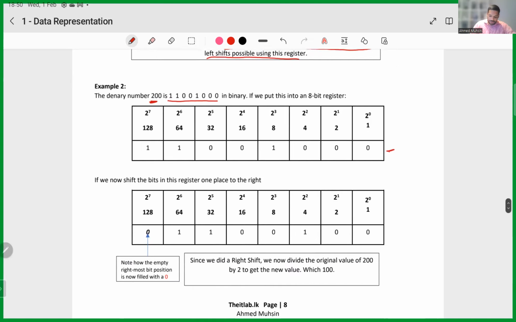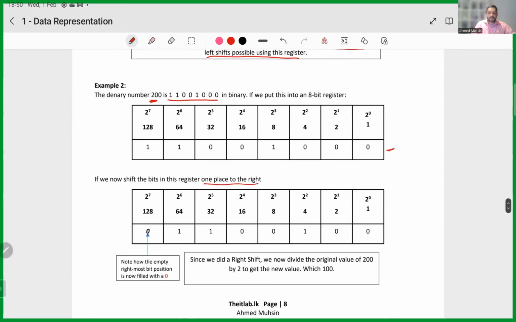Now we are going to shift it 1 place to the right. Automatically, this 0 over here is going to be pushed out of the register. Then we get an empty space over here. Like I told you, whenever an empty space comes up, we simply fill it with a 0. That's exactly what we have done over here.